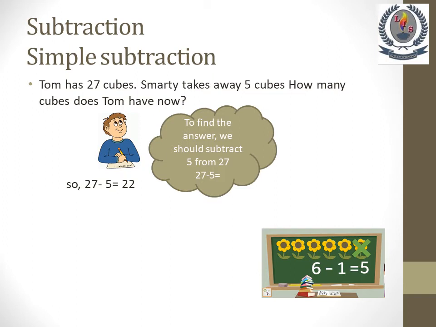We can find the answer by counting back from 27 using a number line. We start from 27 and count back. The fifth number on the number line while counting back from 27 is 22. So 27 subtract 5 is equal to 22.